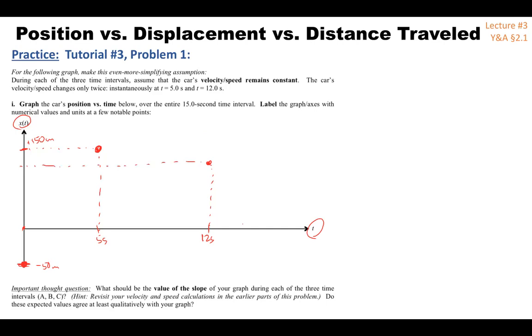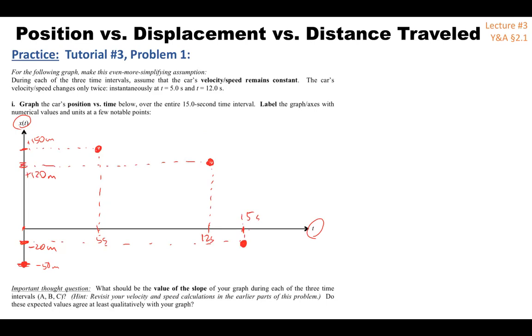Okay, so I'm just drawing these little sort of guidelines here. If this were graph paper, we wouldn't need that. And then finally, at 15 seconds, we know that the car's position is at -20. So -20 meters. And that's the car's final position, okay? So those are the car's 4 positions.